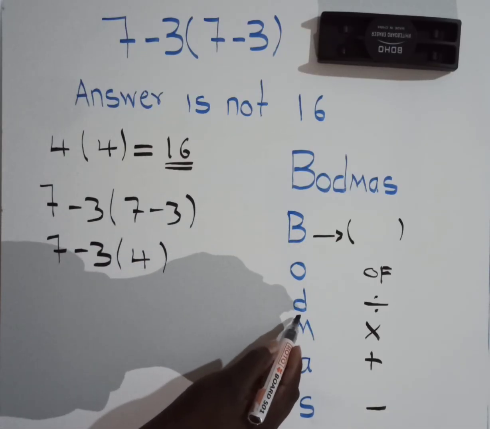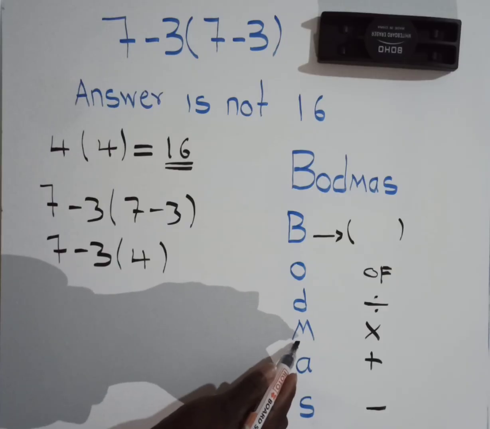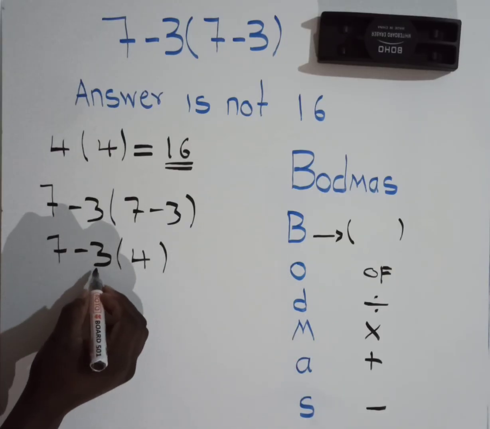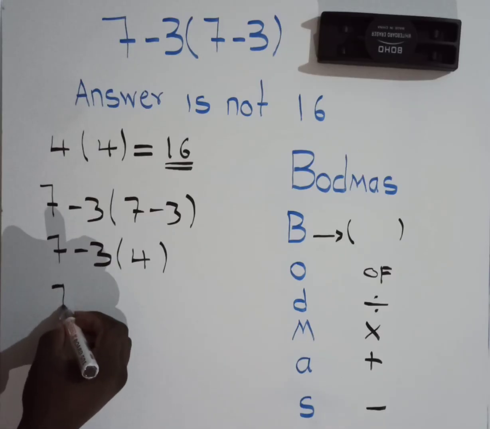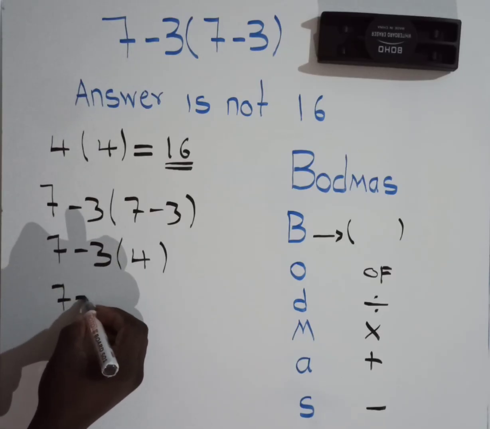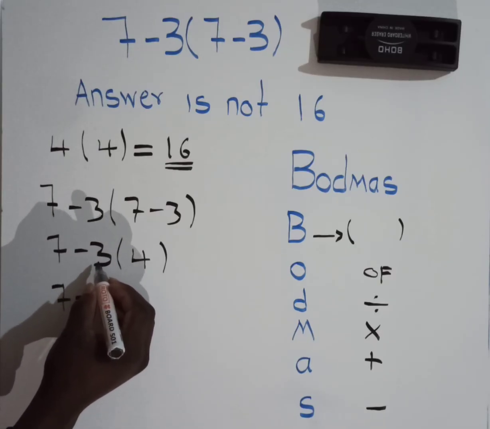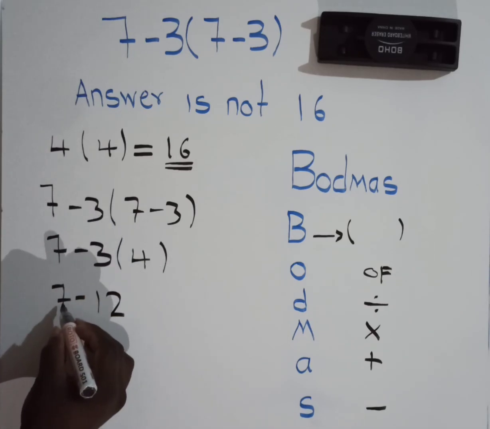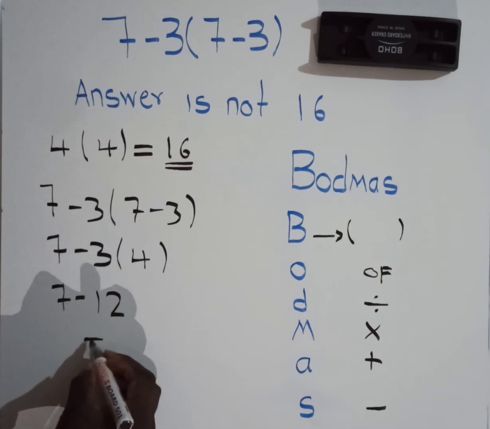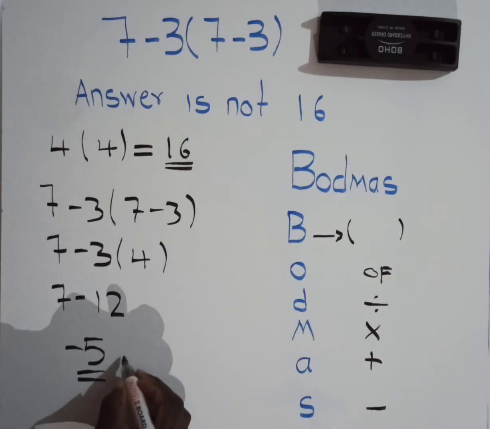Then we come to the second word, which is off. We have nothing like that. D, we have no division. Then we have M, which is multiplication. Here we have multiplication, because when we have a bracket here, it means multiplication. So we write 7 as it is, and we put minus, no problem. Therefore, we have 3 times 4, which is going to give us 12, right? Then we have 7 minus 12. So the answer is negative 5. This is the correct answer.